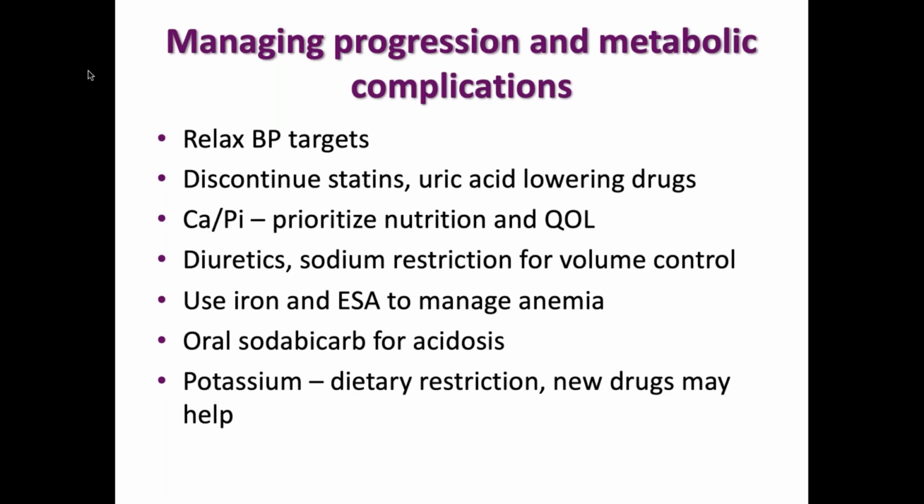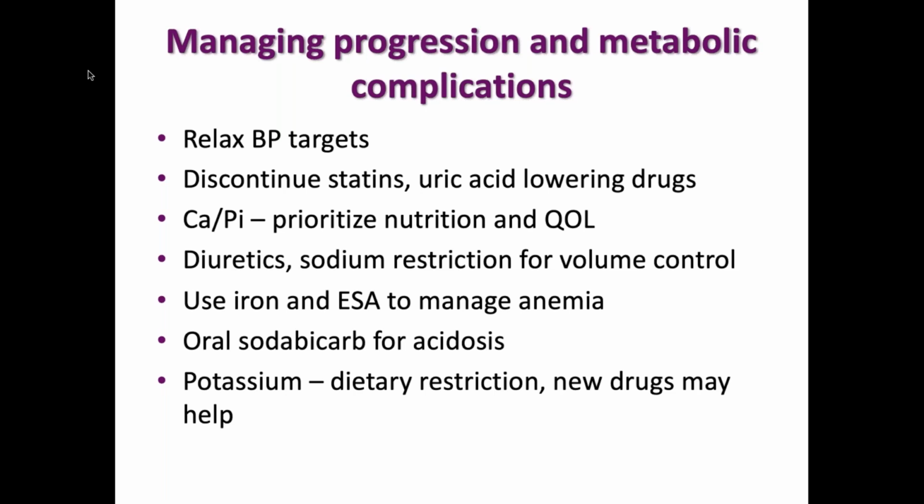We should use diuretics to the extent possible for volume control, and we should continue to maintain sodium restriction. Anemia, of course, is an important cause of reduced quality of life, so we should continue to use iron and erythropoiesis stimulating agents like erythropoietin or darbepoetin and so on. These patients will become acidotic, and we should use soda bicarbonate whenever it's needed. Hyperkalemia should be watched for, and dietary restrictions should be appropriately instituted.